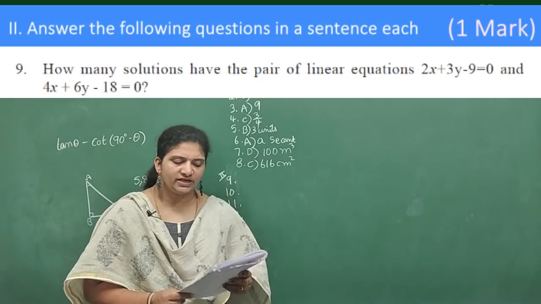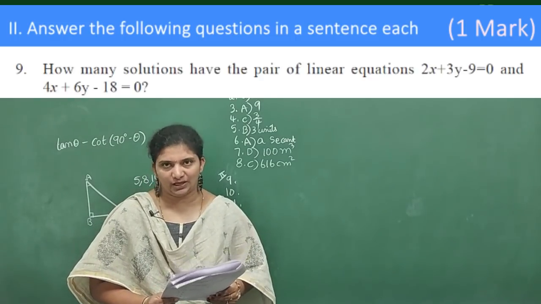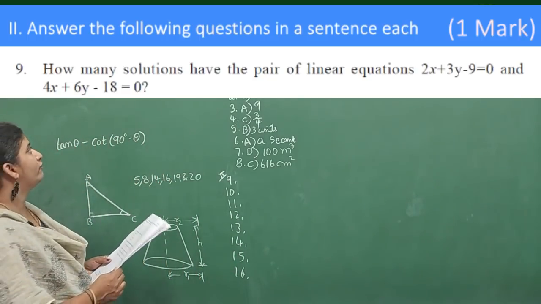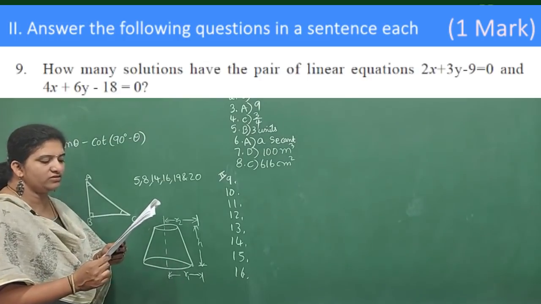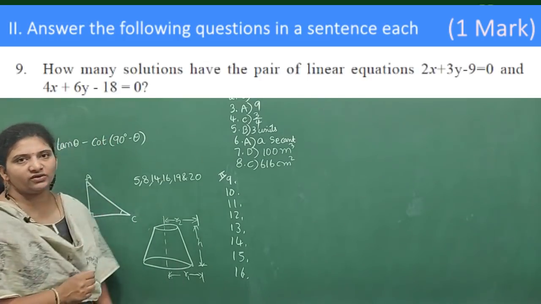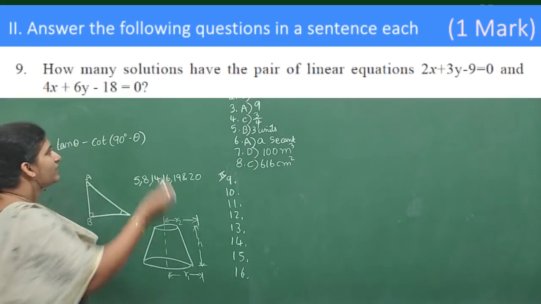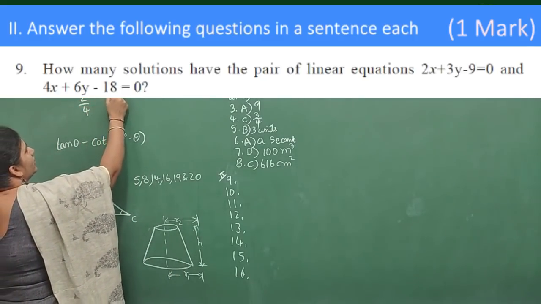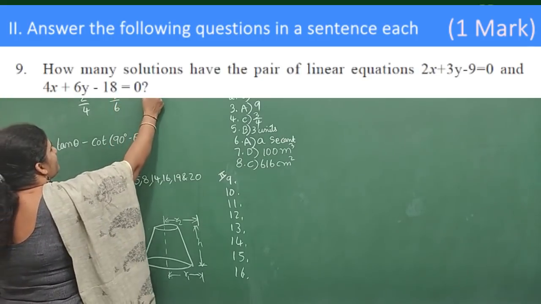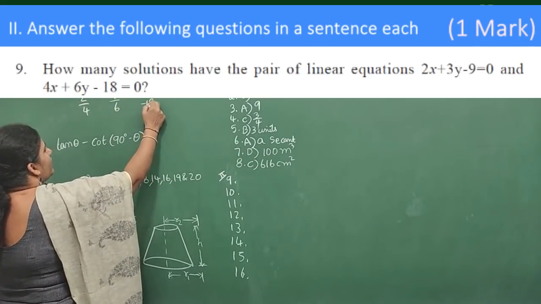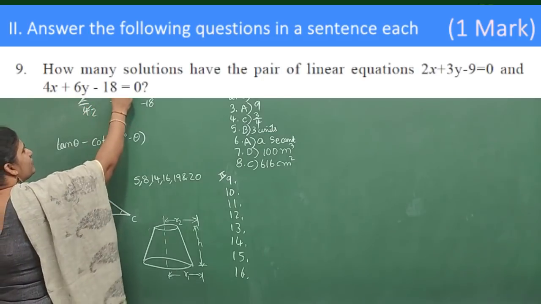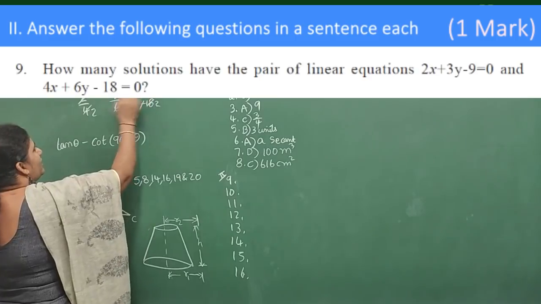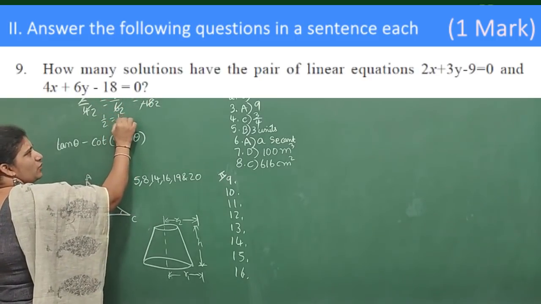9th one, how many solutions have the pair of linear equations 2x plus 3y minus 9 equal to 0 and 4x plus 6y minus 18 equal to 0? These two pair of linear equations have how many solutions? Let's check it out by the ratio a1 by a2, b1 by b2, c1 by c2. 2 1s, 2 2s, 3 1s, 3 2s, minus cancel, 9 1s, 9 2s. That means all the ratios are equal.